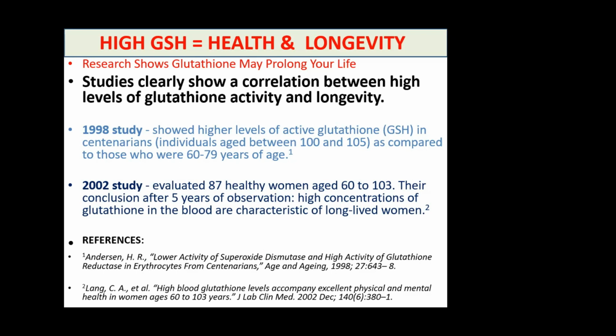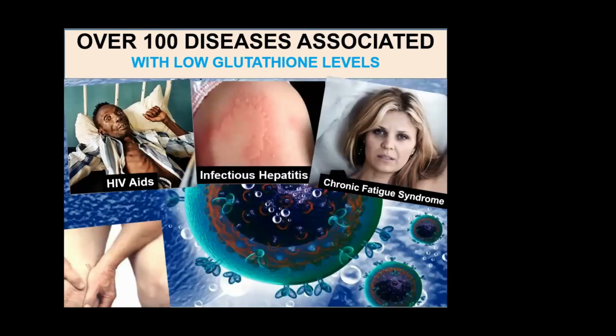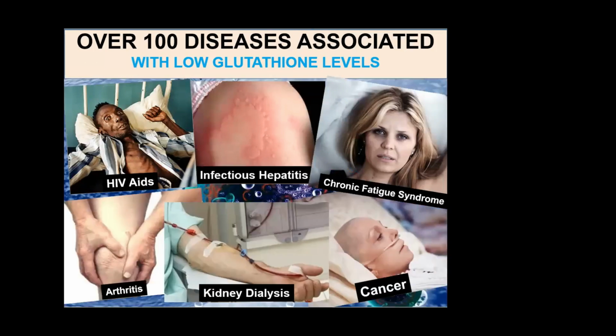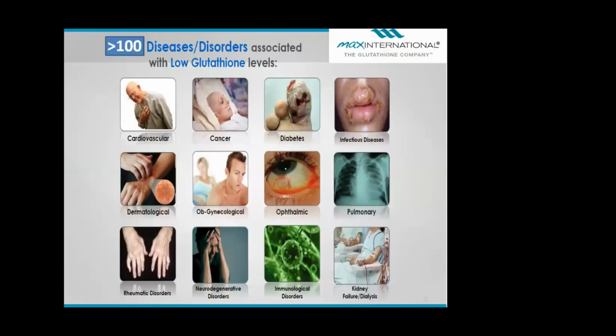Right? Four years later, another study, this time a prospective study, meaning they followed 87 healthy women aged 60 to 103. They followed them for 5 years and found that those who had high levels of glutathione in the blood are those who remained healthy and didn't die. Okay. Conversely, low levels of glutathione have been associated with over 100 diseases. Okay, many diseases have been studied, and this is a consistent finding. Those with chronic diseases or even acute diseases have low levels of glutathione.